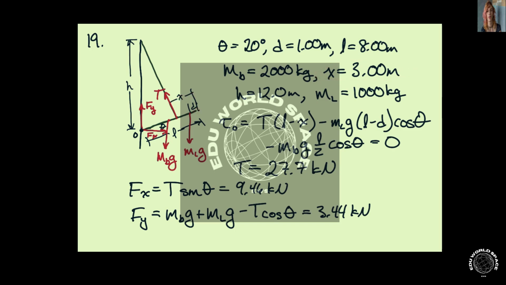The bridge itself weighs, or has a mass of, 2,000 kilograms, and the horse and the knight have a mass of 1,000 kilograms. They also give us this distance h, but I don't think we ever need to use that really. But that's 12 meters, and the length of the bridge itself is 8 meters.